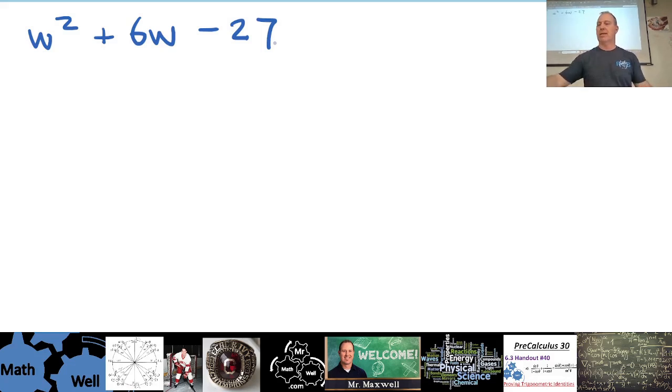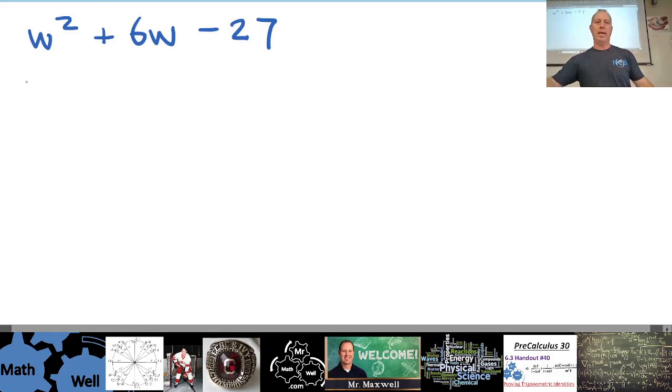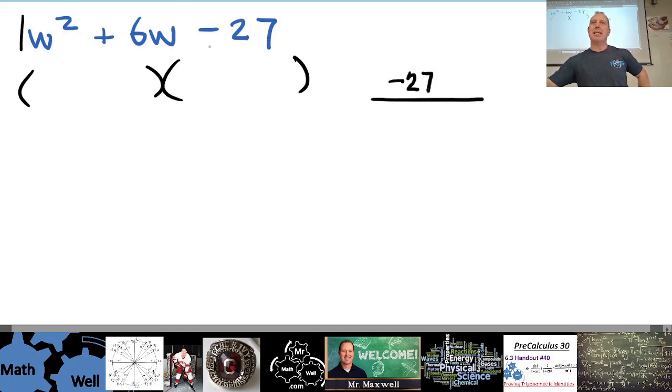Now, my teacher told me that I should make these brackets to try and find out if I can factor this into two binomials, because we have a 1w squared, we have a w, we have a constant. My teacher also told me that I should list the factors of negative 27. So that means I need a positive and a negative.